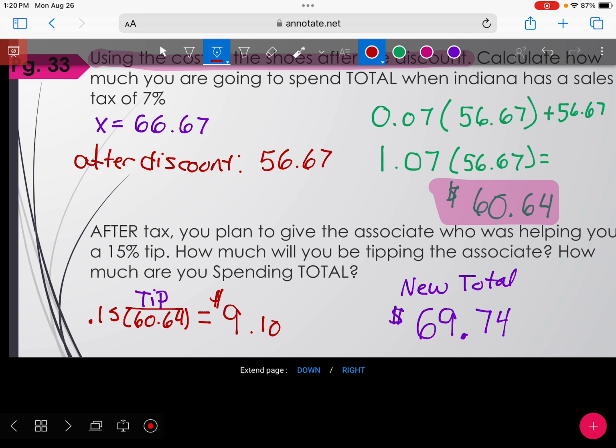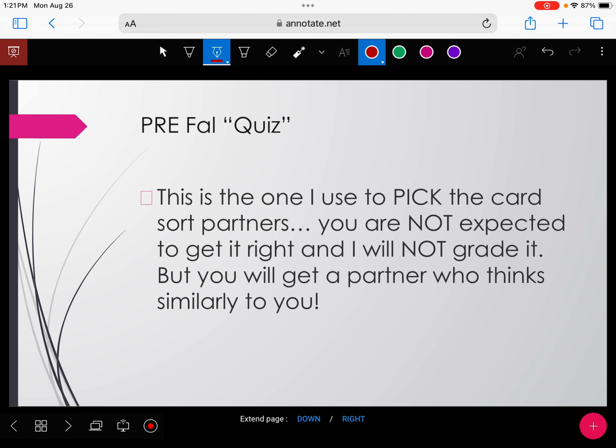So this chapter has its card sorting activity significantly earlier into the chapter than the last one did. So what we're going to do for this last 10 minutes is you remember the thing that I did to pick your partners? The little quiz that I don't grade for correctness, but you do your best on because you get a partner who matches your energy. We're doing another one of these. So I'm going to hand it out.